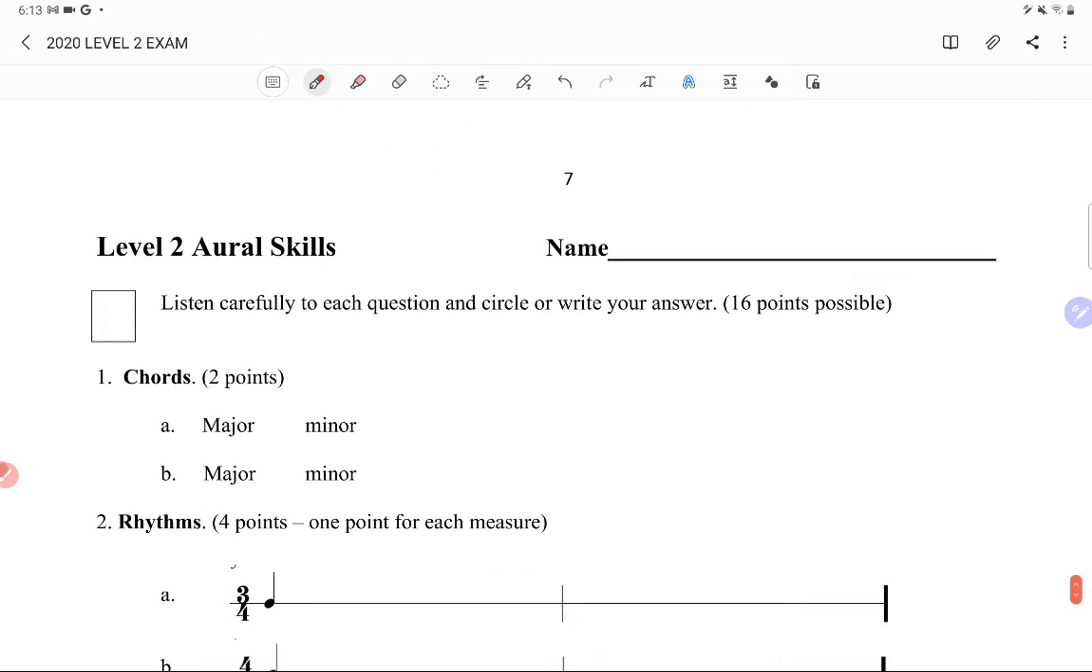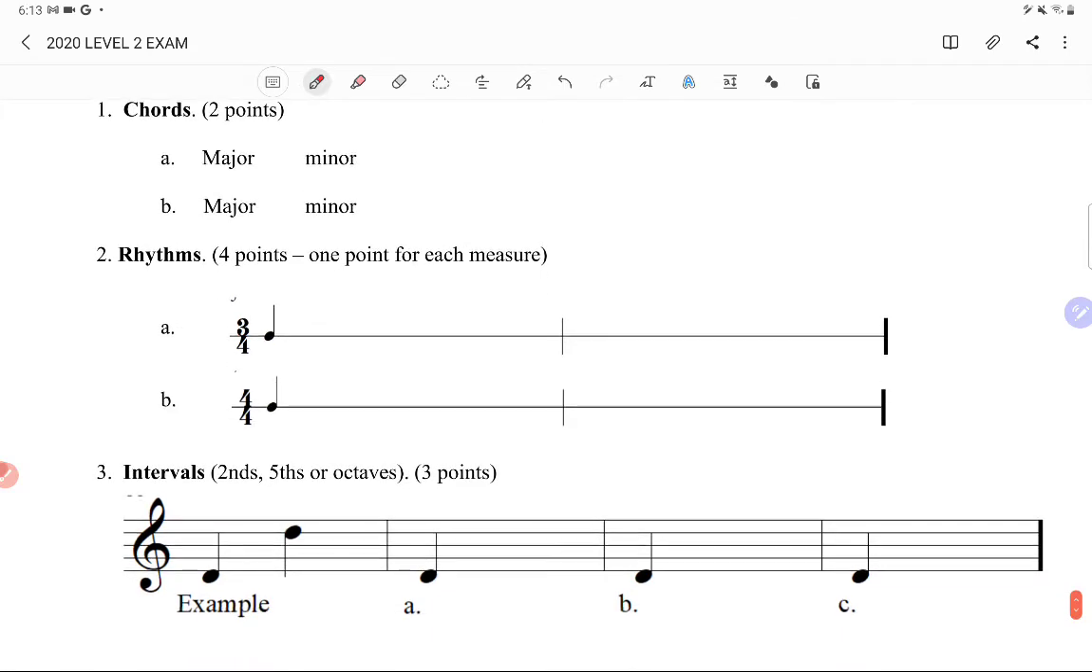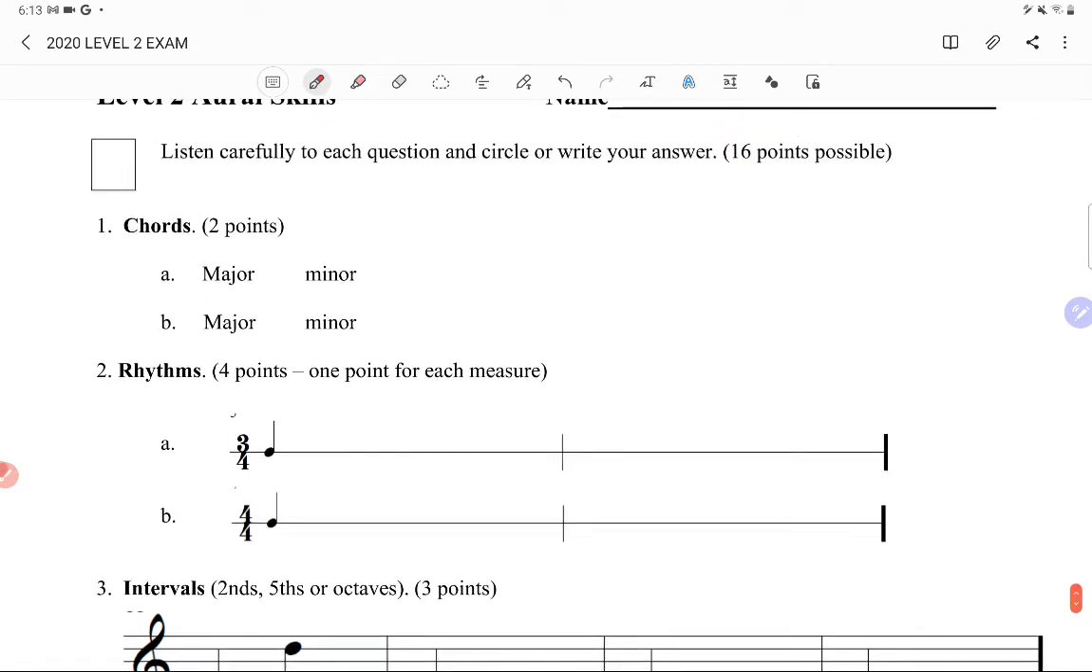Okay, now let's check the oral skills. For this one, I think you should be able to do the chords. I'm just going to help you out with understanding how this sounds. For example, that's the major chord. Feels open, sunny, happy, okay? Here's the minor chord. Feels a little bit more closed up, more crowded, sadder, okay?